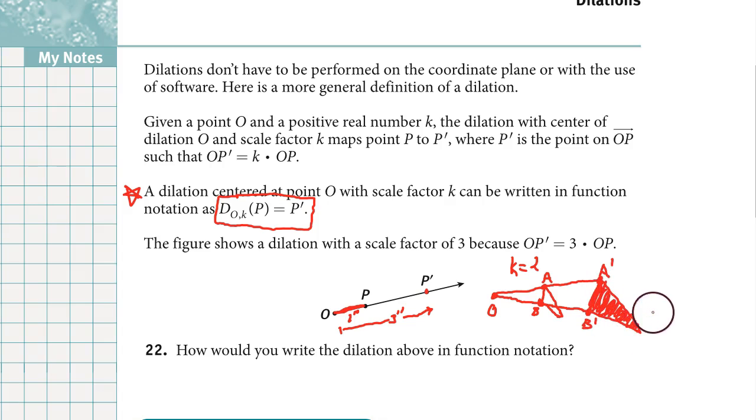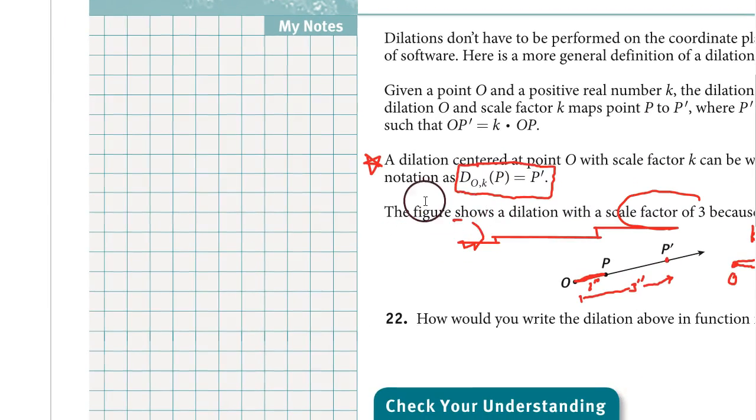So here is how you perform an enlargement or a reduction on plain paper. You would need to have a ruler so that you can measure distances and double them or triple them or times them by 4 or whatever the scale factor is telling you to do.